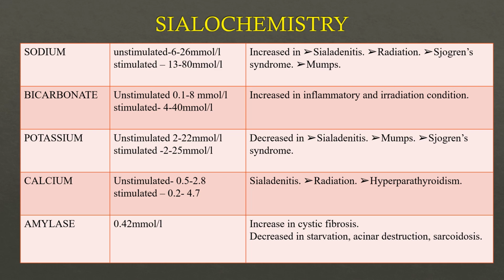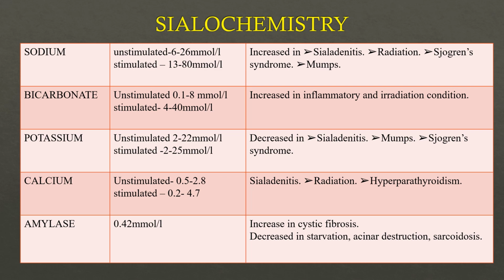Bicarbonate in unstimulated saliva is around 0.1 to 8 millimoles per liter, whereas in stimulated saliva it is around 4 to 40 millimoles per liter. It is increased in inflammatory and irradiation conditions. Potassium in unstimulated saliva is 2 to 22 millimoles per liter, and in stimulated it is 2 to 25 millimoles per liter. It is decreased in conditions like sialadenitis, mumps, Sjogren syndrome.